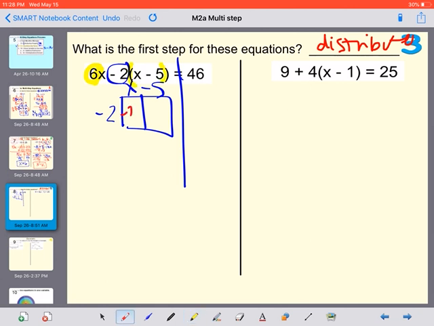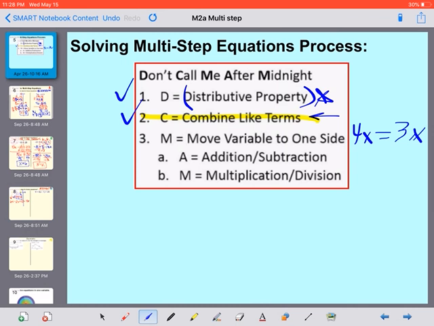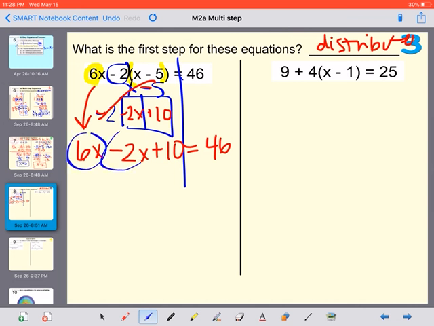So negative 2 times x is negative 2x. A negative here times a negative here makes a positive 10. So we have this 6x, and then those we just used to multiply. So inside the box we have negative 2x and a positive 10 equal to 46. Now, after we distribute, we can combine our like terms in the second step. So I'm going to combine 6 minus 2 is 4x.